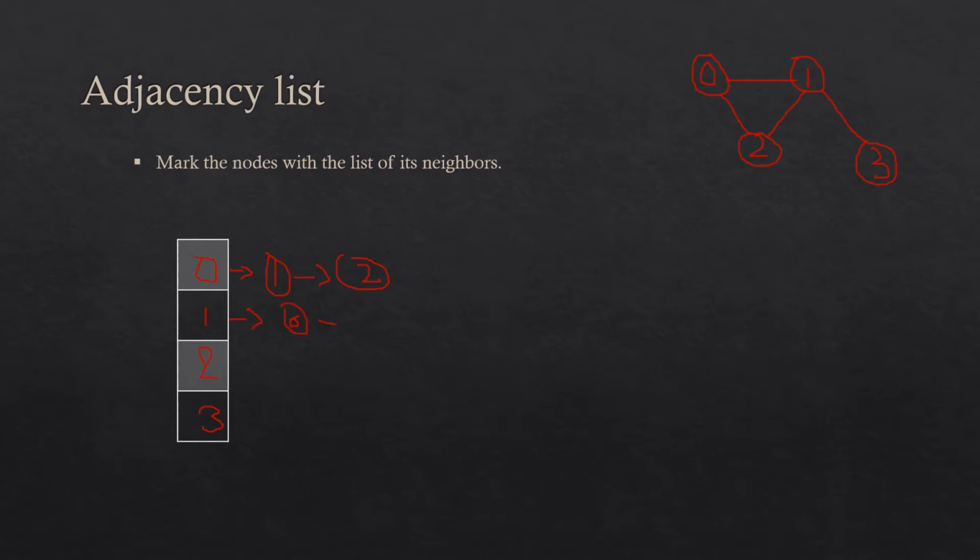So it will store 0, 2 and 3. Whereas 2 is pointing to 0 and 1. Whereas 3 is pointing to 1 only.